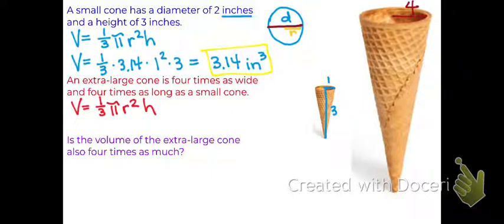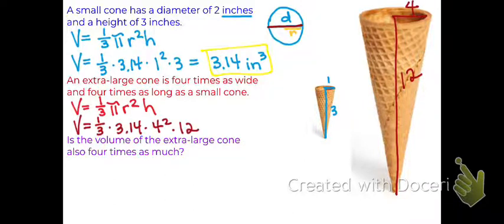And then it says it's 4 times as long. So if the height of our small cone was 3, we're going to multiply that by 4. And the height of this extra large cone is 12. So let's substitute these into the formula. And then put it into a calculator, and you see the volume of the extra large cone is 200.96. Again, inches. Again, volume is always cubed.